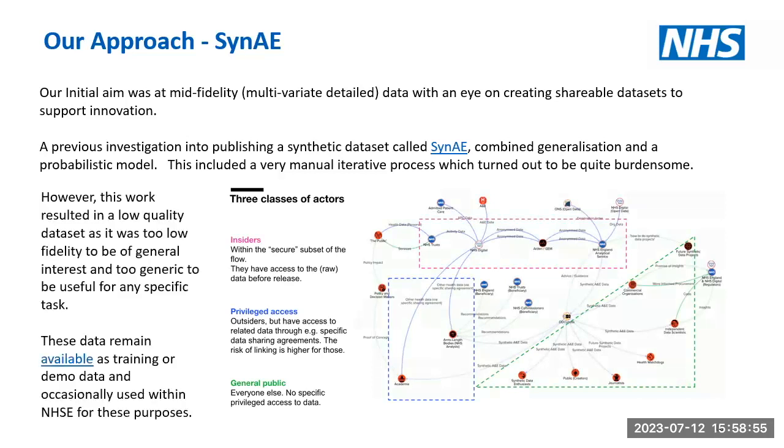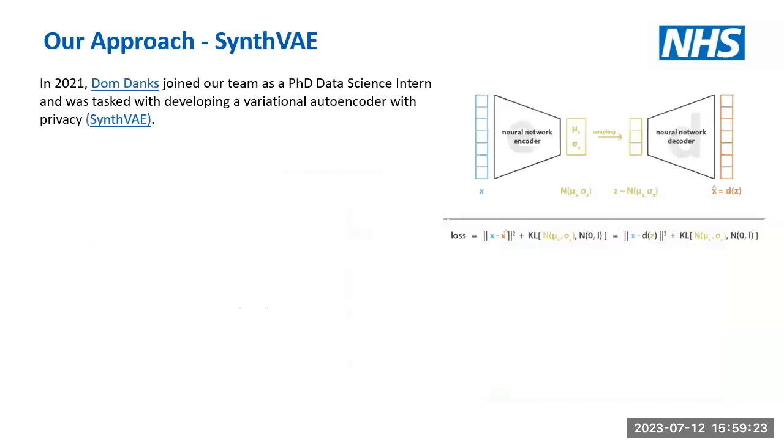The overall result of that work, however, was it resulted in a low quality data set because the amount of generalization I had to put in there meant that when we added the probabilistic model on top, it was very low quality. It's too low fidelity to be of general use, and it's too generic to be useful for any specific task. That sounds awful, doesn't it? But those data are available online. We do use them for training purposes in NHS England occasionally. Our next foray into it was to say, well, how can we get some better quality than what we did beforehand?